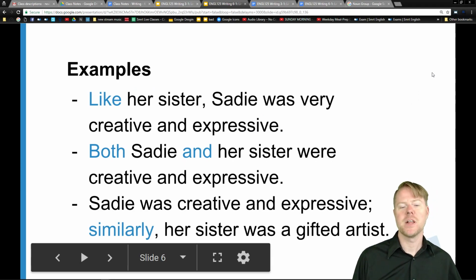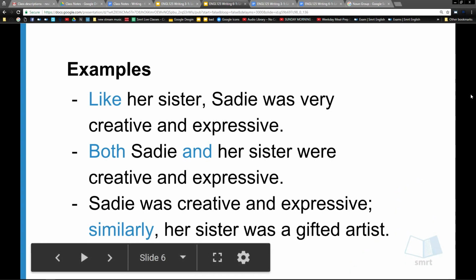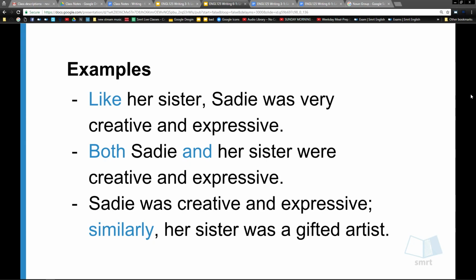Some examples. Like her sister, Sadie was very creative and expressive. Both Sadie and her sister were creative and expressive. Sadie was creative and expressive. Similarly, her sister was a gifted artist. So if we start with "like," it is only followed by a noun phrase. Like her sister, then we're going to put our comma. Sadie was very creative and expressive. And we could flip that. We could say Sadie was very creative and expressive like her sister.